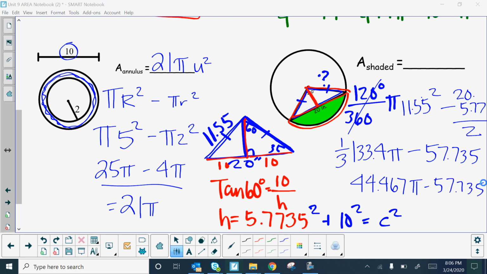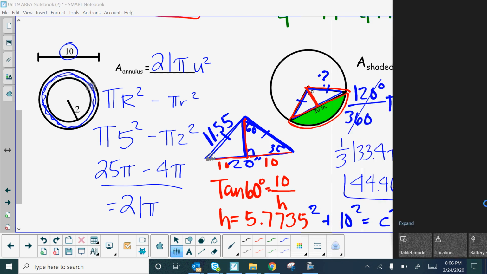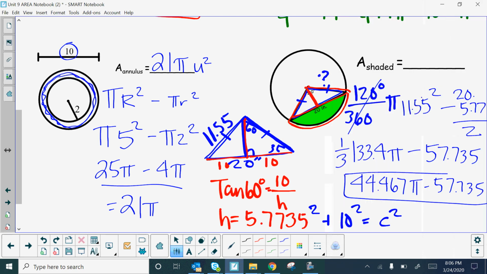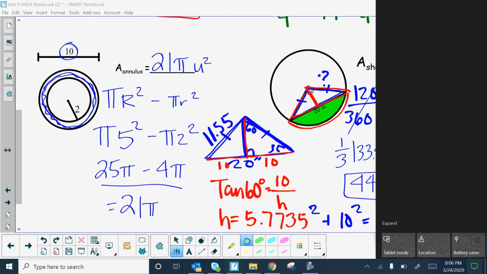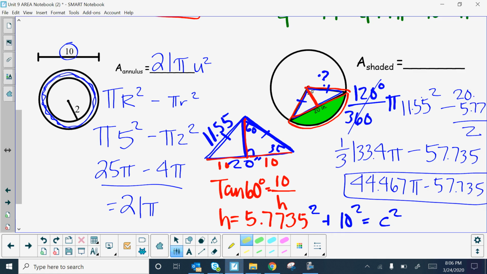57.735. So if I wanted you to leave this in terms of pi, that's what you would have right there. Let me highlight it for you right here. So that's your answer in terms of pi.